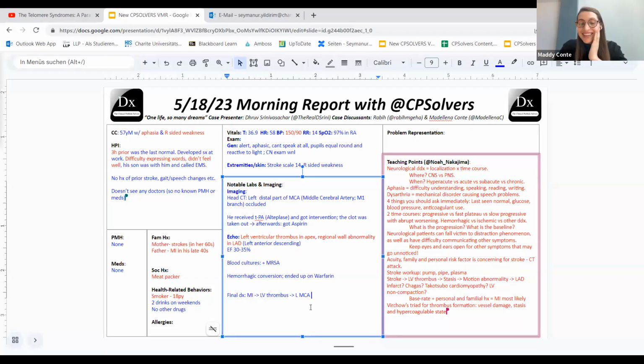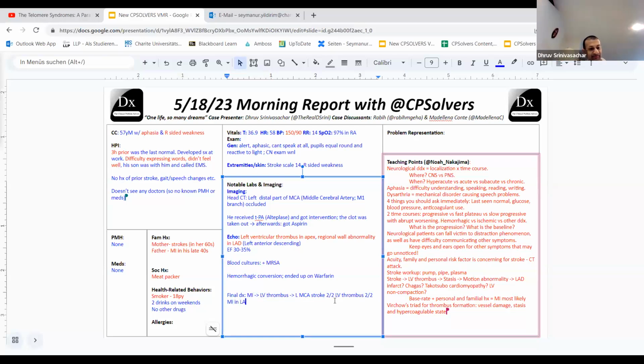Wow. Drew, thank you so much for presenting this. I have just one question on the case. So the blood culture is growing MRSA. How did your team think about where that came from, and what was the thinking that your team had there? That really struck me.